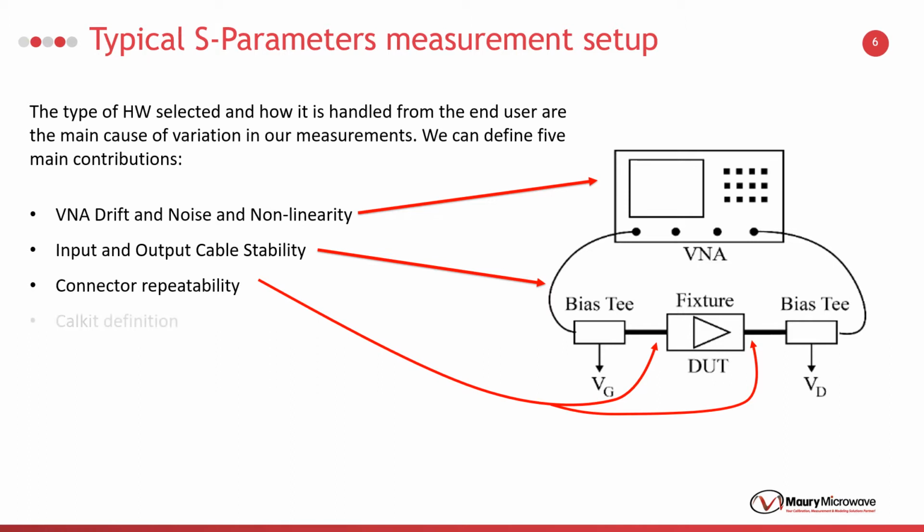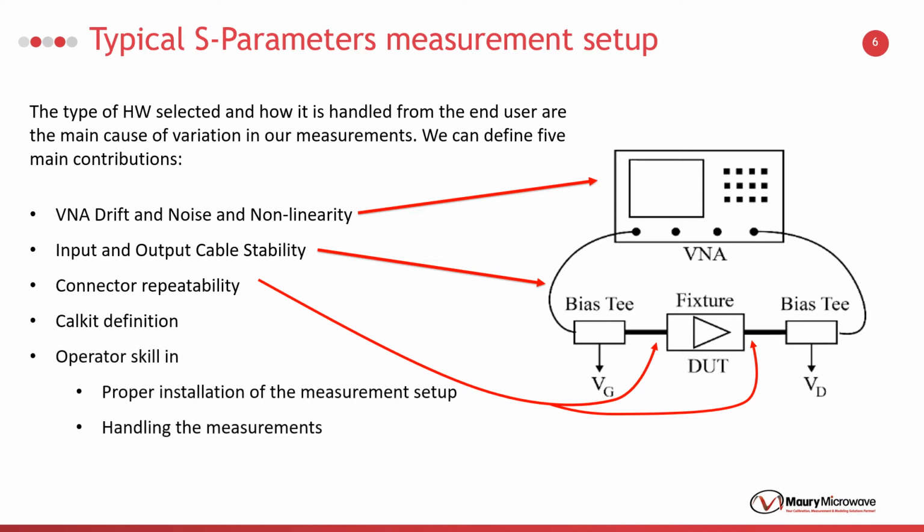Fourth, the CalKit definitions, the characterizations of the Cal standards used during the calibration might themselves have uncertainties because they are based on measurements as well, and every measurement has uncertainties. And fifth is the operator skill. How the operator who is performing the measurement does the measurement setup, how well he installed everything, and how well he handles the measurements.